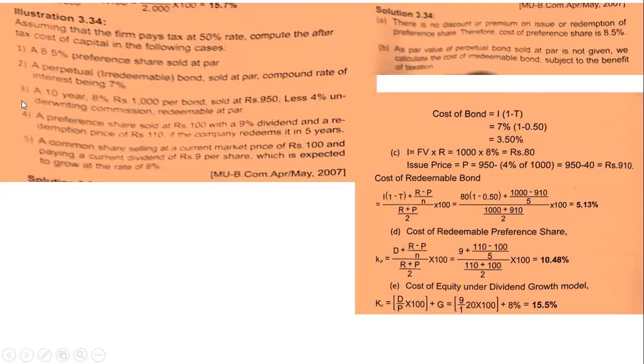Now the third one: a 10-year 8% rupees 1,000 par bond sold at rupees 950, less 4% underwriting commission, redeemable at par. With this information, we have to calculate the cost of bond, or cost of debt. I is equal to face value into rate of return. Here the rate of interest is 8% and the face value is 1000 per bond. So at the rate of 8% you will be getting rupees 80. That is the I value.